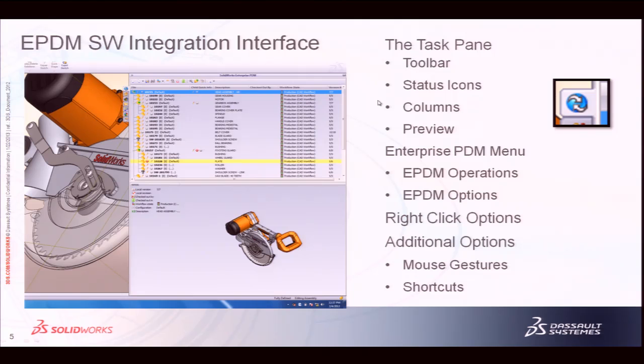You have a toolbar. You have some status icons, which I'll go over. Essentially, you're looking for this icon embedded into the right task pane. Some people, it may be collapsed and you've never opened it. You should open it and take a look around because there's a lot of information in there, and I'm going to go over what some of the different icons mean and what to look for as you're working on the designs. We'll also go through the Enterprise PDM menu that's in here and some additional tips for adding things like mouse gestures and stuff like that.